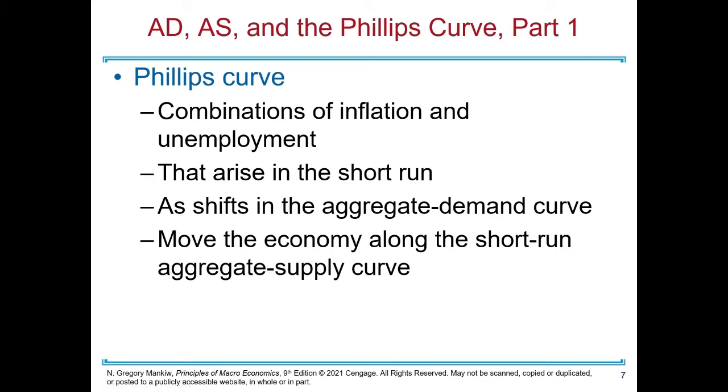Aggregate demand and aggregate supply fit in with the Phillips curve well. The aggregate demand and the aggregate supply provide an easy explanation for the outcomes described by the Phillips curve. The Phillips curve shows the combination of inflation and unemployment that arise in the short run as shifts of the AD curve move the economy along the short-run aggregate supply curve.